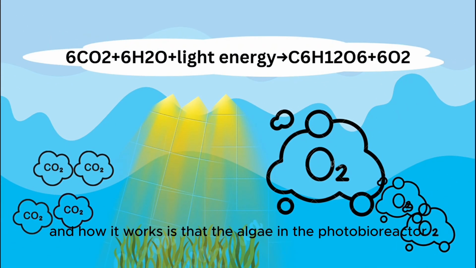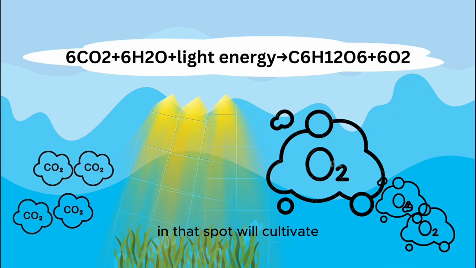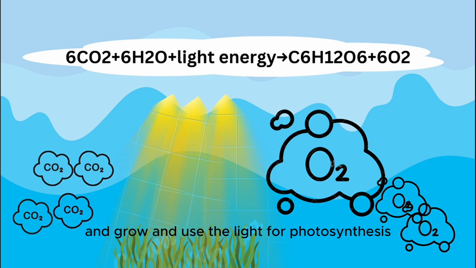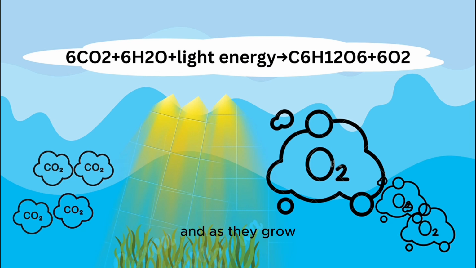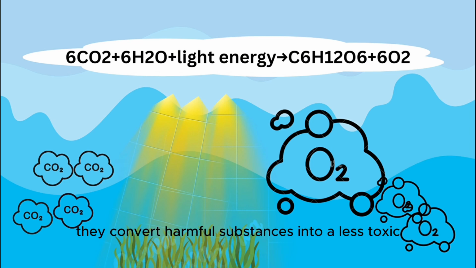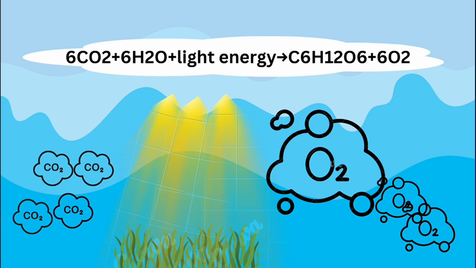And how it works is that the algae in the photobioreactor in that spot will grow and use the light for photosynthesis, which will then absorb contaminants from the air. And as they grow, they convert harmful substances into less toxic byproducts through biological processes.